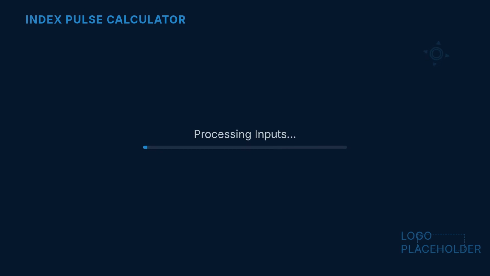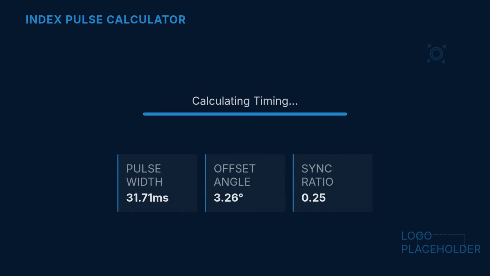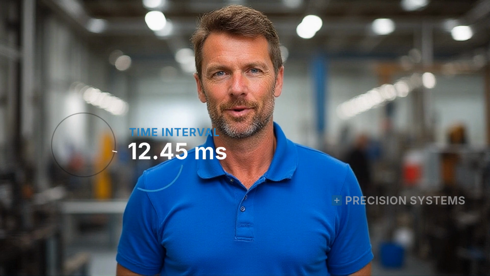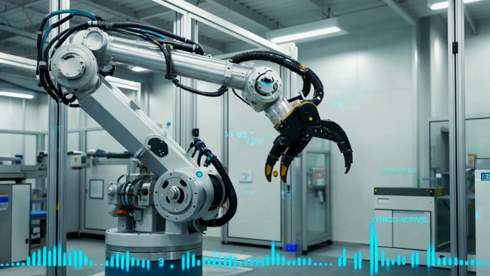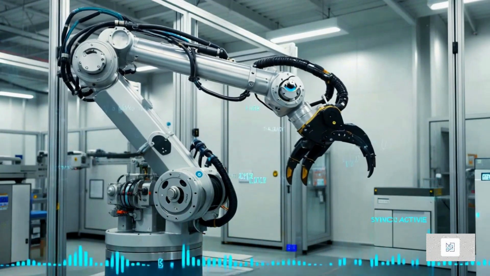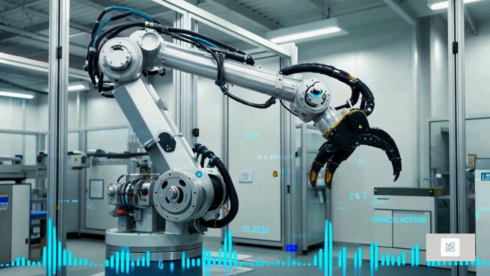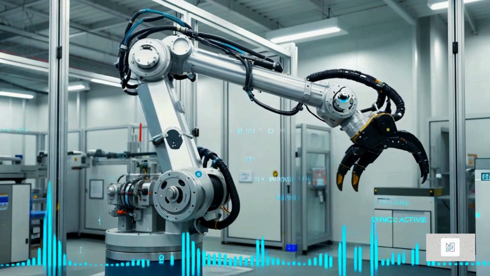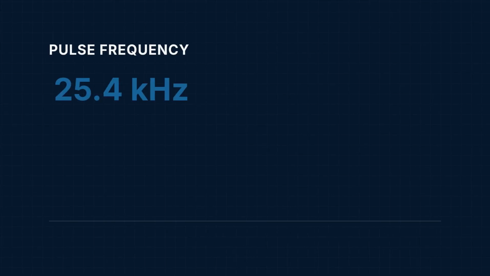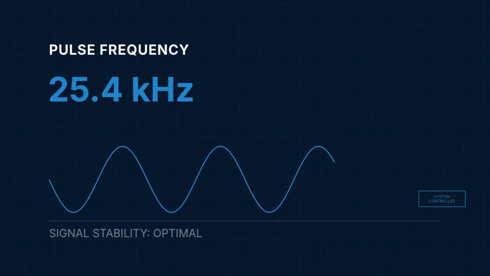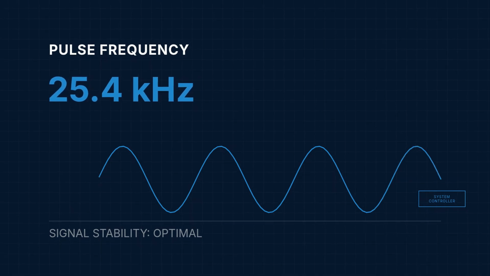After entering these values and clicking Calculate Index Pulse Timing, the calculator processes your inputs to provide timing information. The results show the time interval between index pulses, which tells you how frequently the encoder completes one full rotation. This timing data is critical for synchronization applications, position verification, and ensuring your control system can properly detect and process the index signal. The calculator also provides the frequency of index pulses, helping you determine if your controller or data acquisition system can handle the pulse rate at your operating speed.